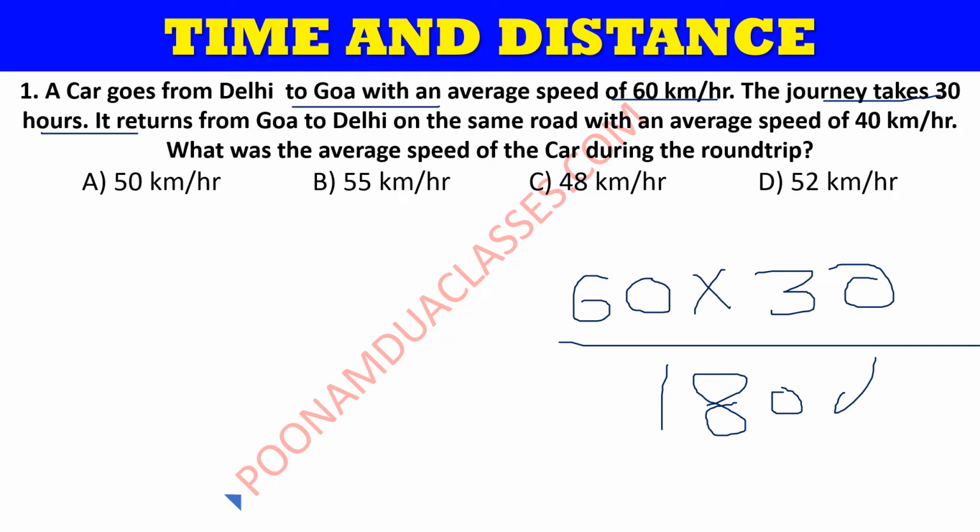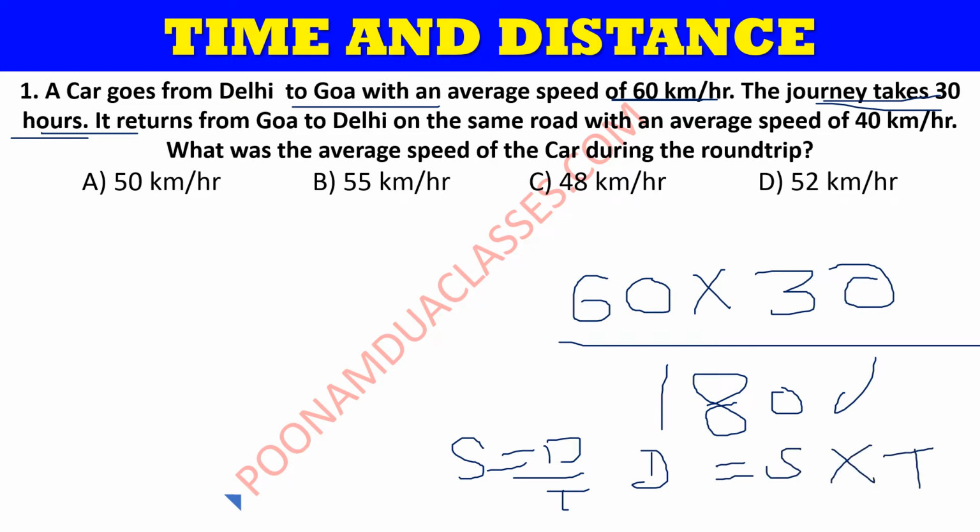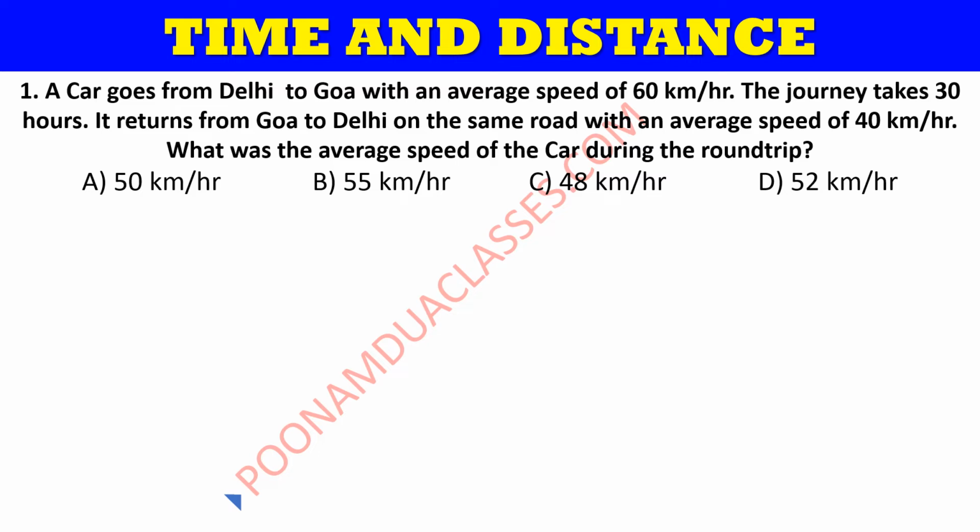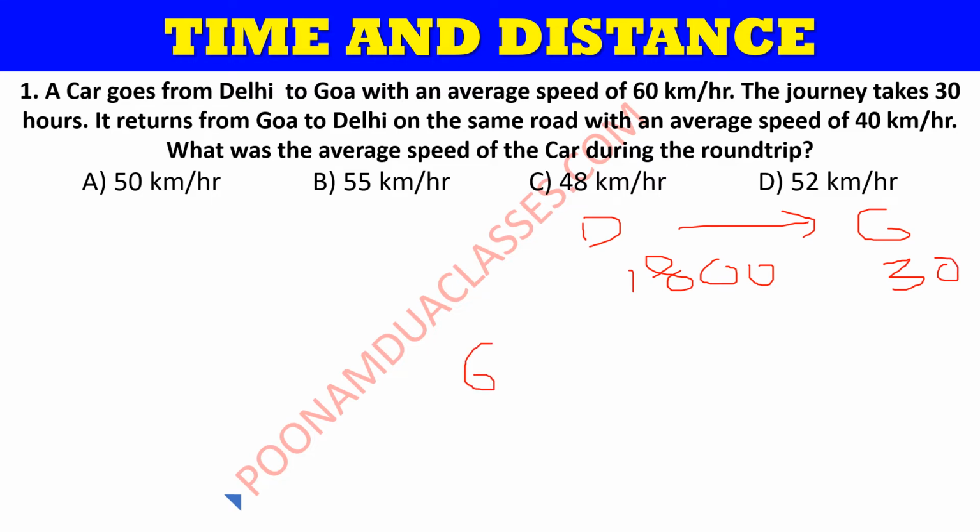The car goes from Delhi to Goa with the speed 60 km and the journey takes 30 hours. If speed is equal to distance upon time, then distance is equal to speed multiplied by time. We are given the speed, we are given the time, so we can derive the distance. Now let us see कि अब हमारे पास क्या क्या equations है. Delhi to Goa का हमारे पास distance है, that is 1800, और इसी journey का time भी है, that is 30 hours. लेकिन हमारे पास गोवा टू दिल्ली का टाइम नहीं है, लेकिन डिस्टेंस तो यही रहेगा.